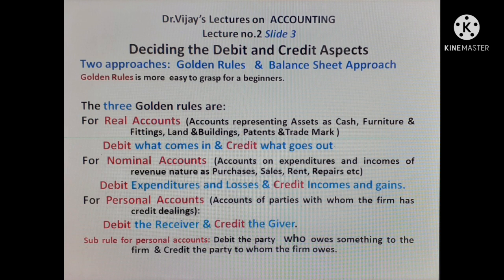Now, when you are selling goods on credit to a party, you should have a personal account in the name of that party. For personal accounts, the rule is debit the receiver and credit the giver.